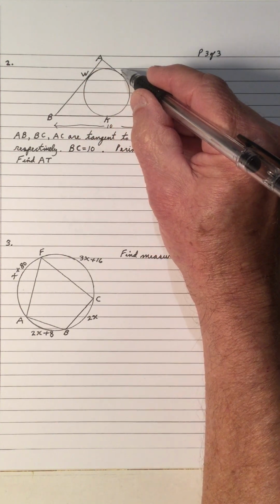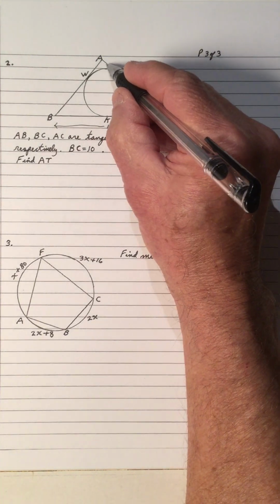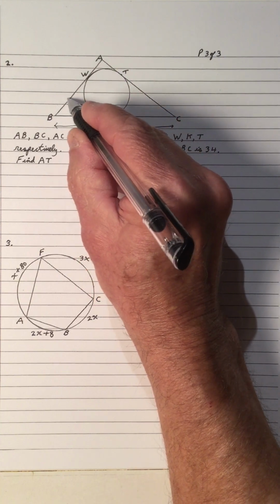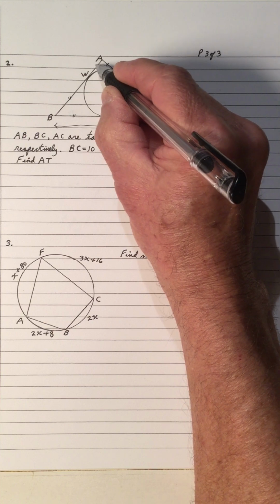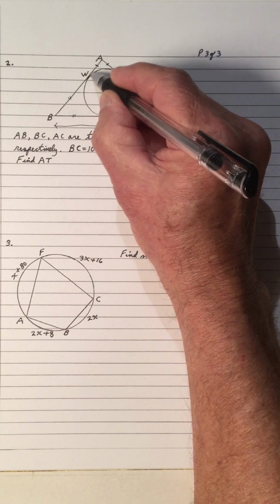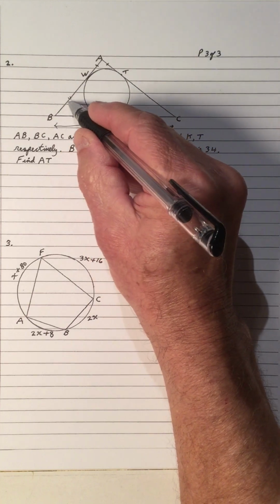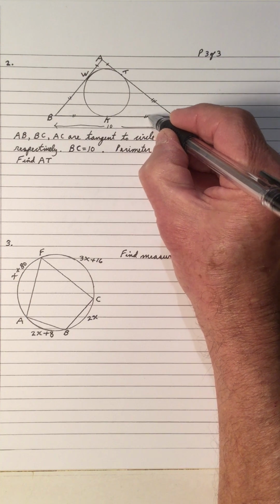Find AT. So we have tangents, and what happens if we have tangents to a circle from a common point? It makes these two equal, and these two are equal. These are two tangents from A, they're equal. Two tangents from B, they're equal. Two tangents from C, so these are equal.